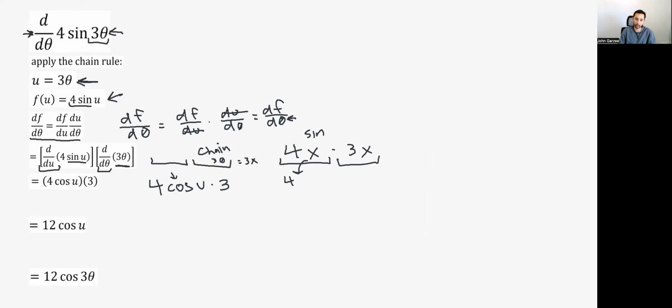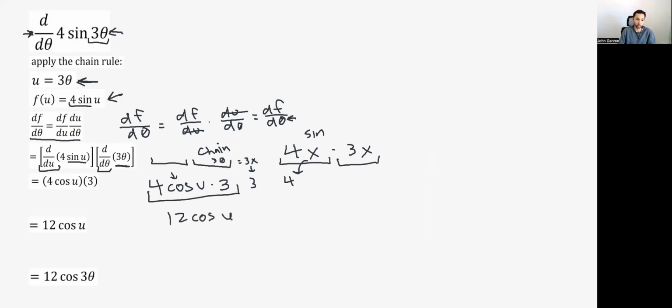So we take the derivative of that. Theta is like the variable x, so it goes away. It just becomes 3. Like you can literally imagine theta as just being x. If you take the derivative of 3x, it's 3. Okay. And then when you combine these, you get 12 cosine u.